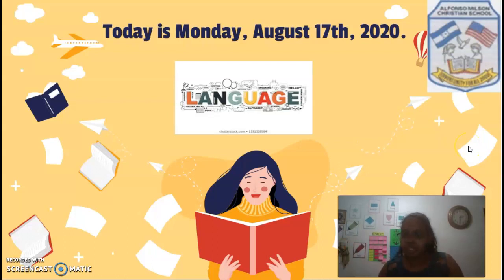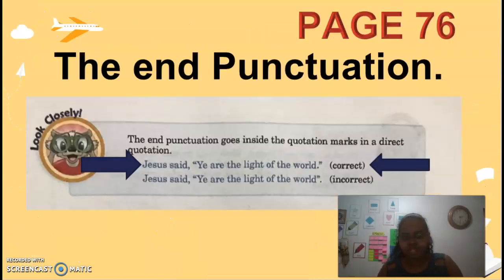Last week we were talking about quotations. As you remember, we have direct and indirect quotations, and we'll learn about where we should put the quotation marks. Now we're going to learn about the end punctuation. So go to book page 76, please. We are going to learn about the end punctuation.